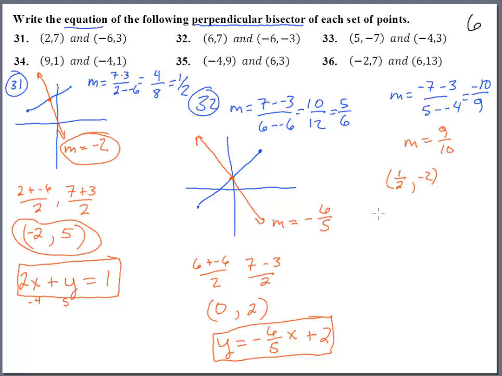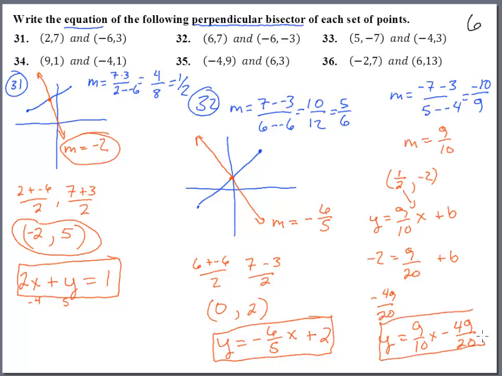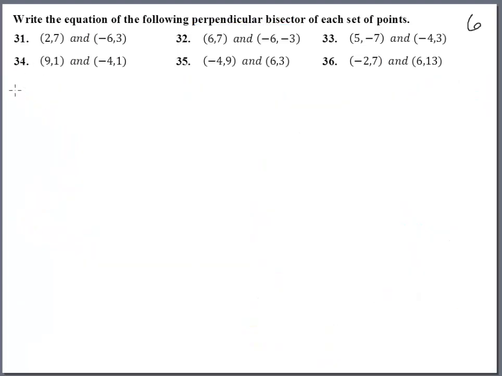Let's do slope-intercept again. y equals 9/10 x plus b. We don't know what that b is, but if we stick 1/2 in for x and -2 over there, we get -2 equals 9/20ths plus b. Subtract 9/20ths, and this is negative 40/20ths, so we're going to get negative 49/20ths. So y is going to equal 9/10 x minus 49/20ths. And again, slope-intercept.